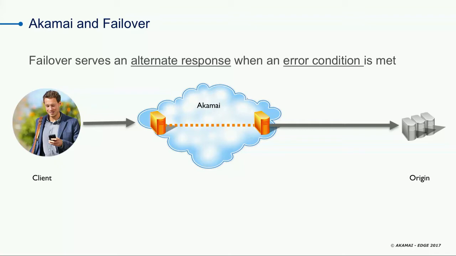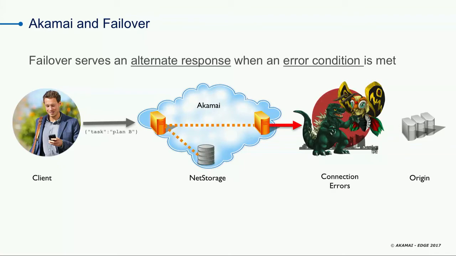In this particular case, for example, let's say you have Godzilla. Godzilla attacks you, everything is down, you cannot connect to your origin, all the requests are failing. If you implement failover, what you will do is go to NetStorage, or your cloud storage of preference, and serve a plan B response. In this case, it's a mobile app, so it's an API request. You serve a JSON object. And this is really important: serve a response that is meaningful for the client.